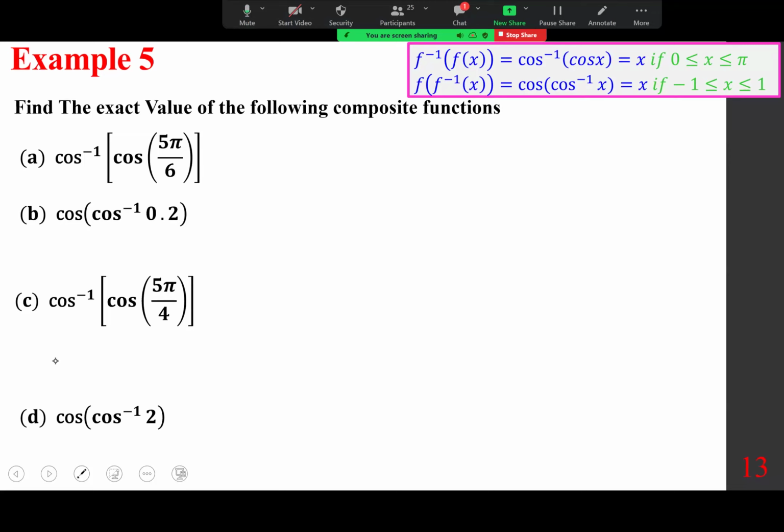Cosine inverse of cosine of 5 pi over 6. Pay attention to this fact. Cosine inverse of cosine of x. This x belongs to the restricted domain of 0 to pi. That's what we have. 5 pi over 6 is between 0 to pi. Yes. So the answer is 5 pi over 6.